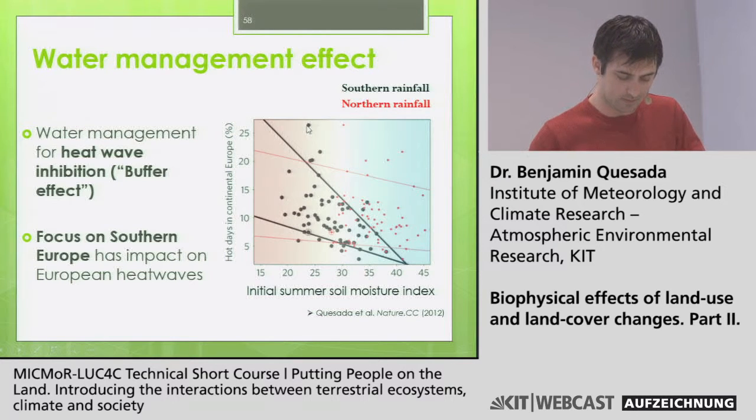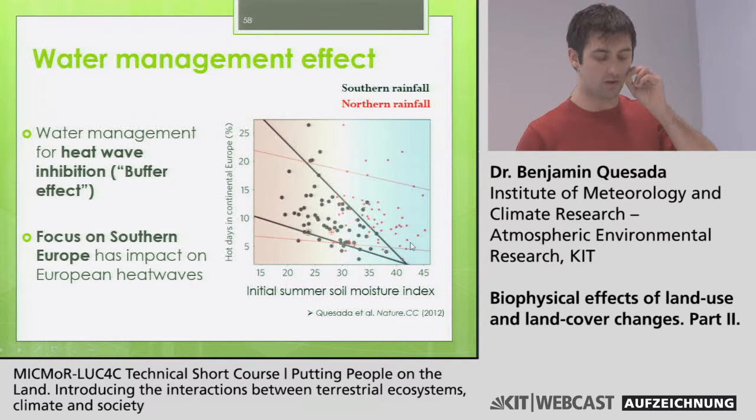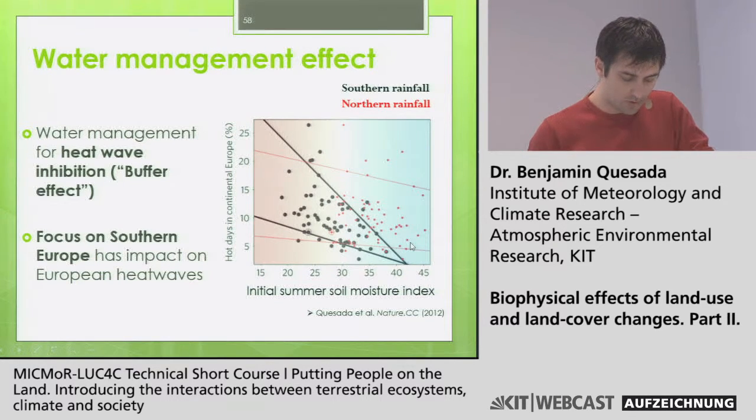That's not the case if you deal with northern soil moisture, because even if you increase it, it does not lead to a decrease in the percentage of hot days in continental Europe. So if you focus on southern Europe and the water management there, that can have an impact on European heat waves at the continental scale.